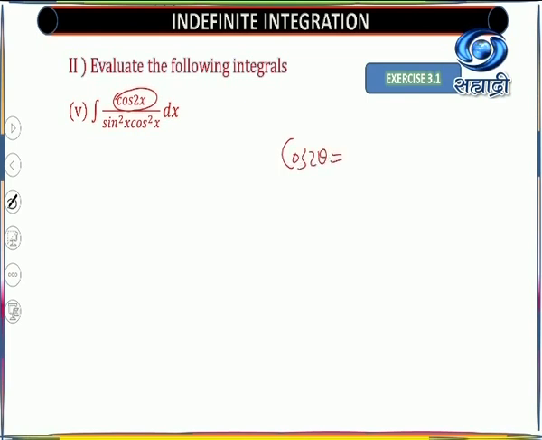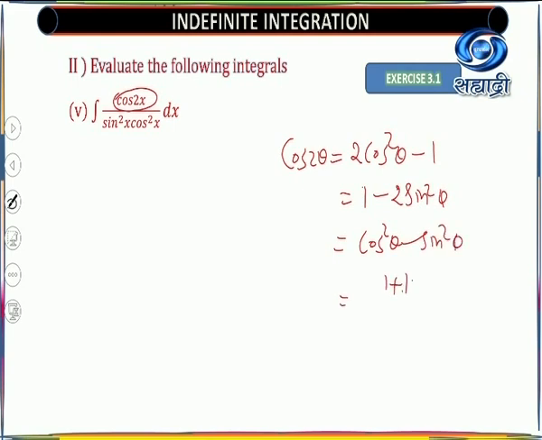What are those identities? One is 2 cos square theta minus 1. Other is 1 minus 2 sin square theta. Third one is cos square theta minus sin square theta, and the last one is 1 minus tan square theta upon 1 plus tan square theta. Out of which identity will you use here? The one which is a combination of sin and cos, because that gives you the value immediately. So this is the identity you are going to use for cos 2x.